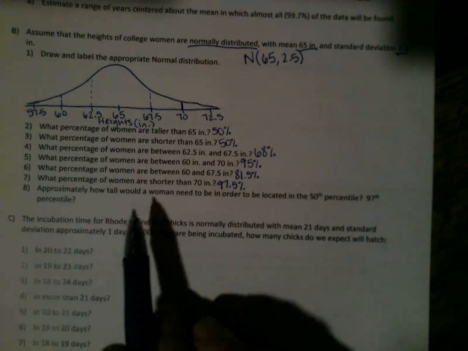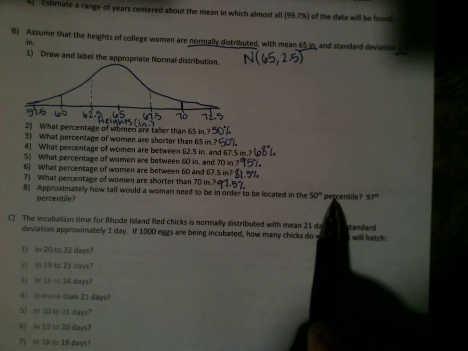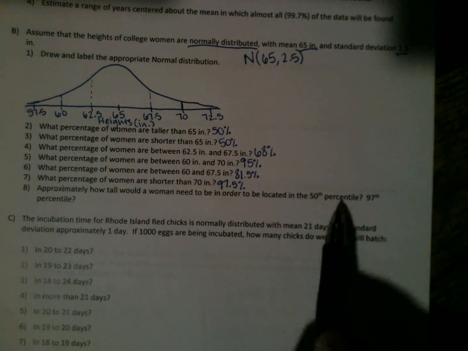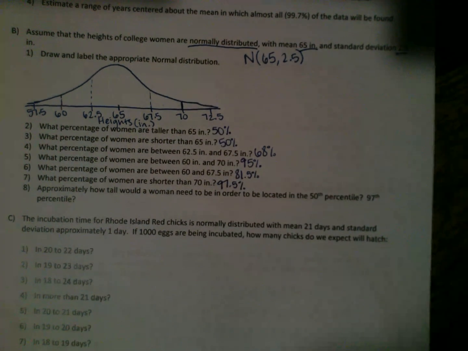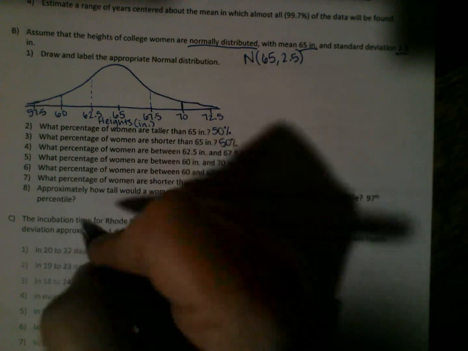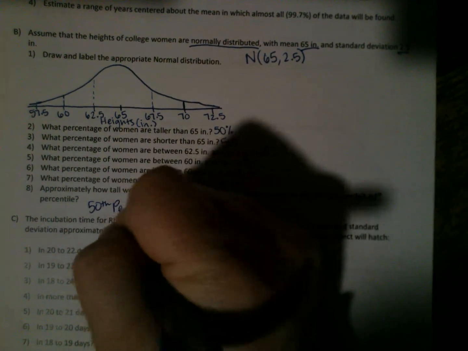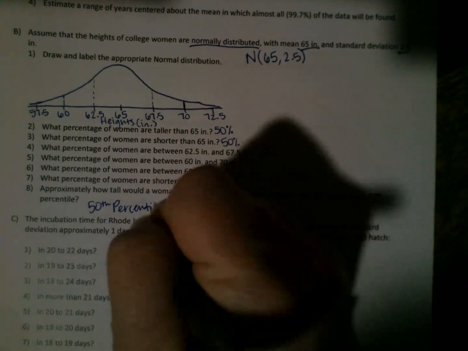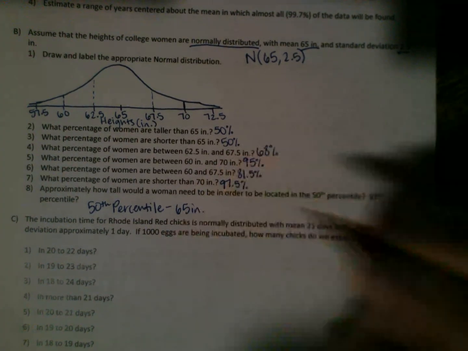Okay, and then it says approximately how tall would a woman need to be in order to be located in the 50th percentile? So remember, percentile is less than or equal to. So I want to find where there's 50% less than or equal to this particular value. So 50th percentile is pretty straightforward because that's got to be right down the middle. Or in other words, it's got to be at our mean, which is 65 inches.